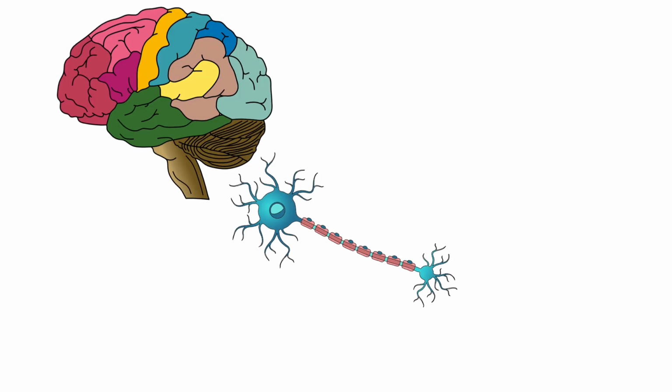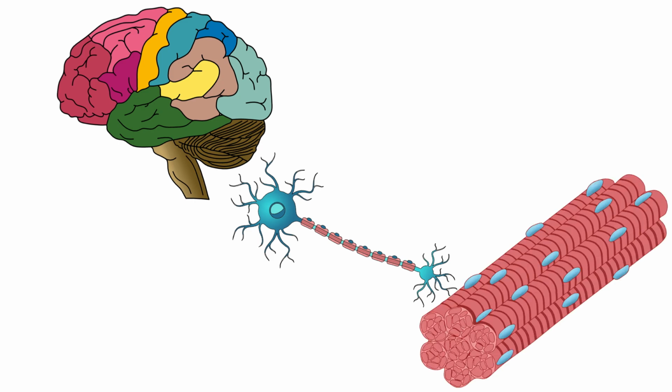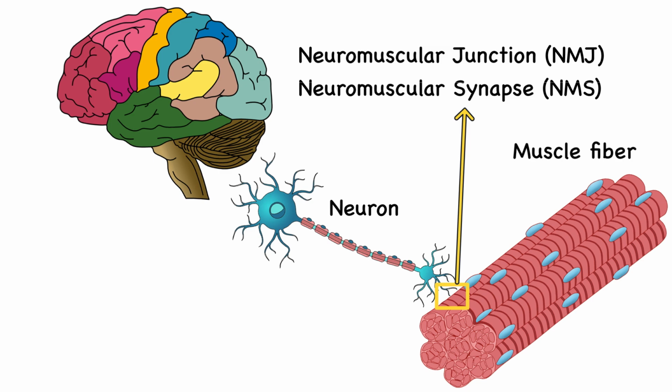To move your body, your brain has to send a message to your skeletal muscles. But here's the catch. Neurons and muscle fibers don't directly fuse together. Instead, they communicate across a very tiny gap using chemical messengers. This gap is called the neuromuscular junction or neuromuscular synapse.